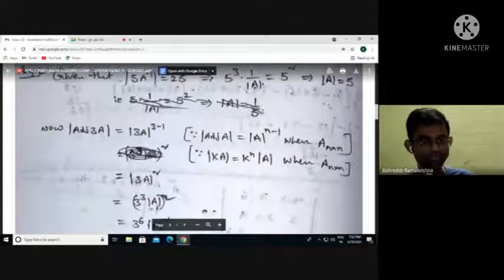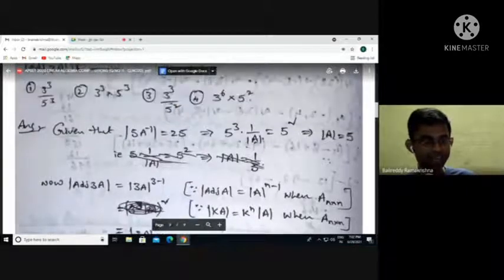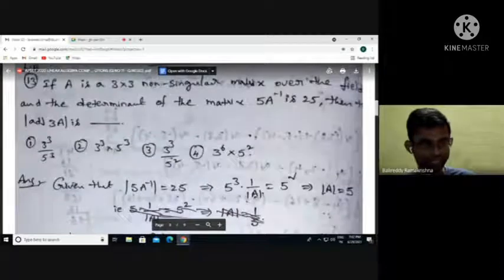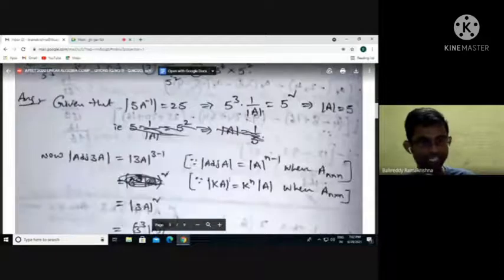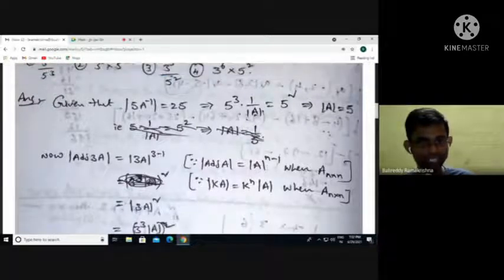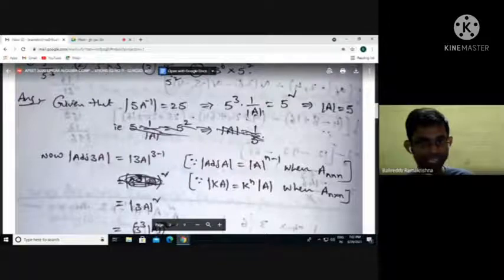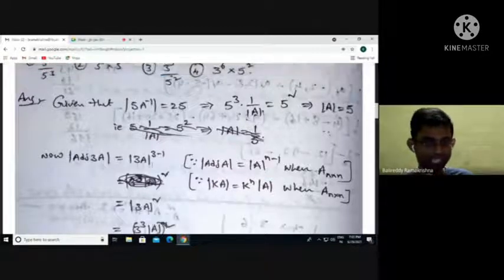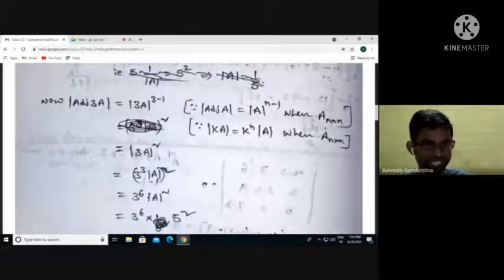Now coming to the determinant of adjoint of 3A, we have to find that value. Again, by using this result, determinant of adjoint of A can be written as determinant of A whole power n minus 1, where A is an n by n matrix. Here it is given that A is a 3 by 3 matrix, so n is equal to 3. So by using this result, determinant of adjoint of 3A is equal to determinant of 3A whole power 3 minus 1. That means determinant of 3A square.